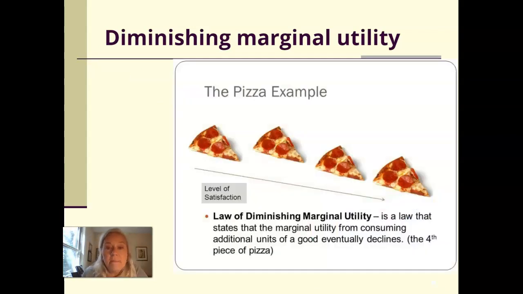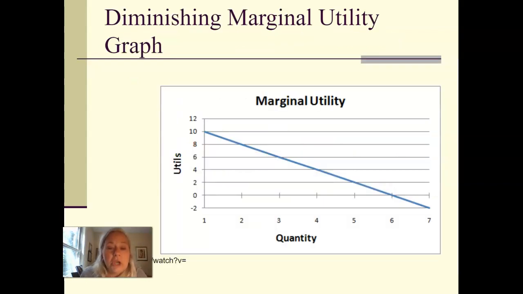Let's look at an example with the pizza. Basically, the line is downward sloping to the right. So the marginal utility from consuming additional units of a good eventually declines. The 4th piece of pizza down here, it's like, well, not satisfied at all. Now, let's be honest. I kind of like 4 pieces of pizza, but don't tell anyone, okay? All right. So this is generally what a marginal utility graph will look like.